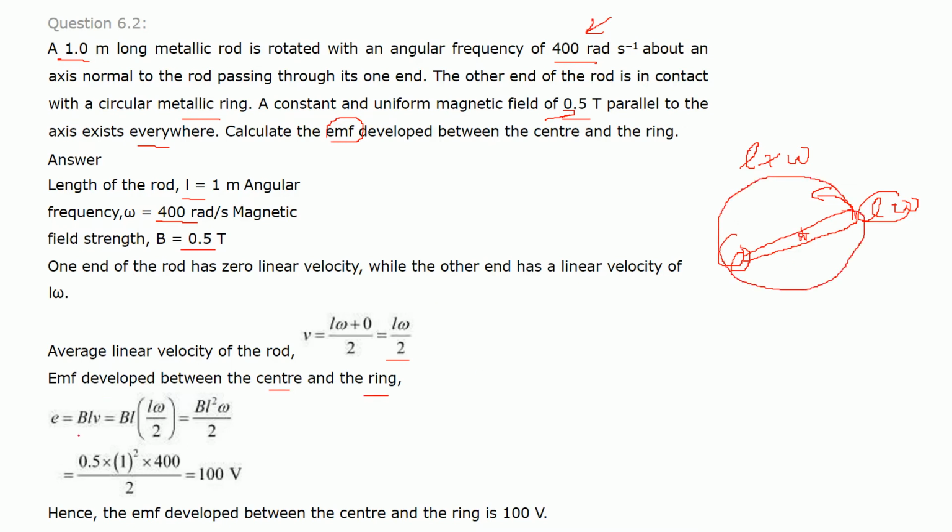So this will be B into L into V, and BL is okay. We can use it like this, L omega by 2, because we have to find the average linear velocity. So it will be BL square omega by 2. All these values are known to us. Just put them in, and we get EMF as 100 volt.